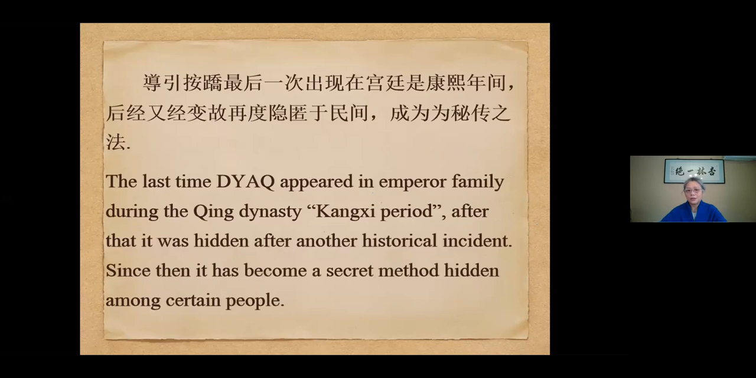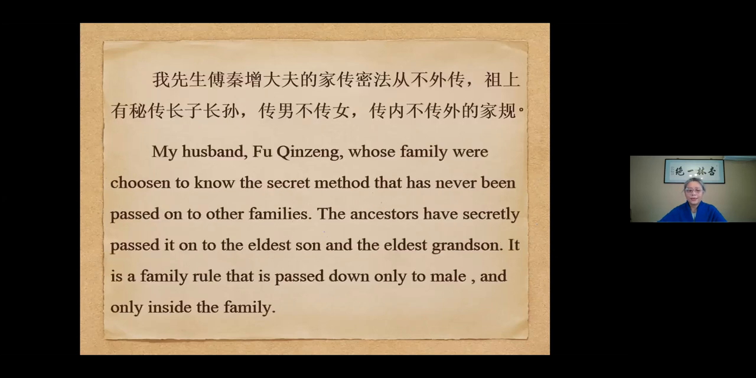The last time 导引按跷 appeared in the emperor's family was during the Qing dynasty, the Kangxi period. After that, it was hidden after another historical incident. Then it became a secret method hidden among certain people. My husband, Fu Qingzheng, was from a family that knew the secret method, which has never been passed on to other families. The ancestors secretly passed it on to the eldest son and the eldest grandson. It is the family rule that it is passed down only to males and only inside the family.